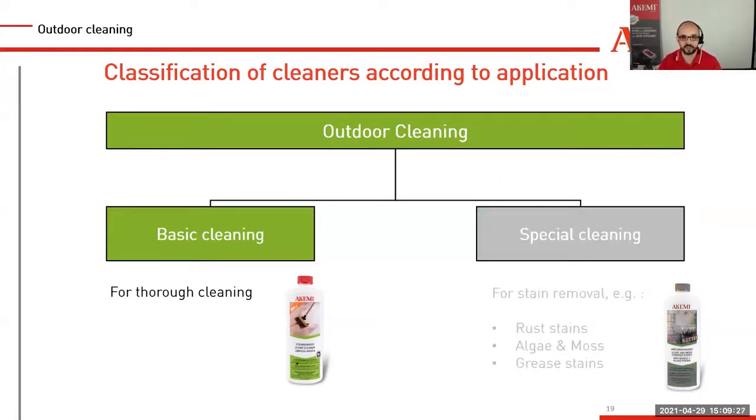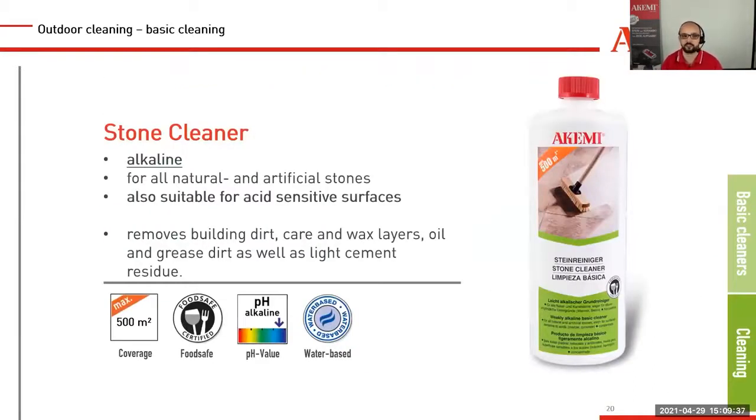If you have later on some special stains, we will come to that, and then we will go to the special cleaning. But let's start with the basic cleaning first. For the basic cleaning, we have the basic cleaner, which is the stone cleaner. It is an alkaline cleaner concentrate, so you can dilute this product. Usually we recommend for the basic cleaning of your surfaces a dilution ratio of 1:10 with water. And since it's alkaline, you can use this product on all natural and artificial stones, also on marble and limestones, of course.